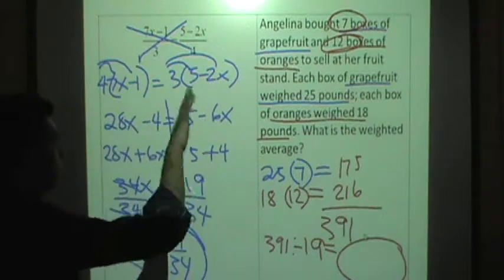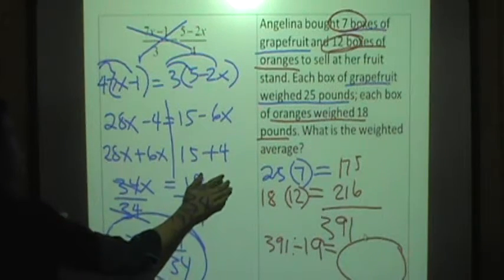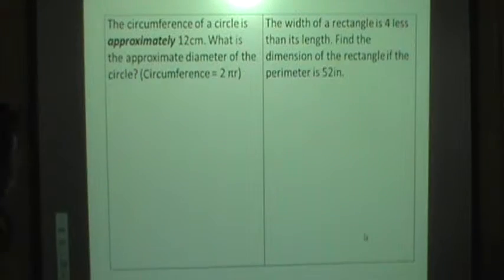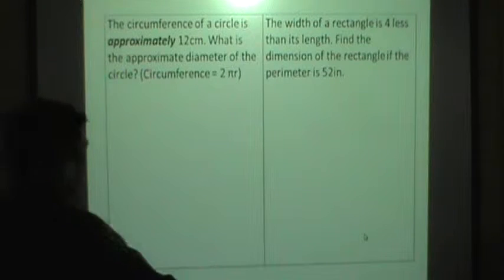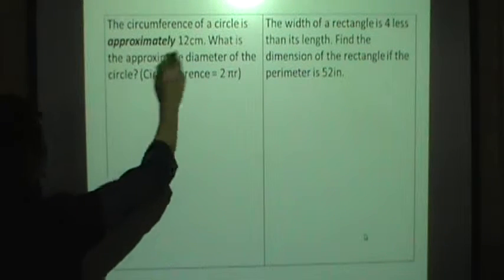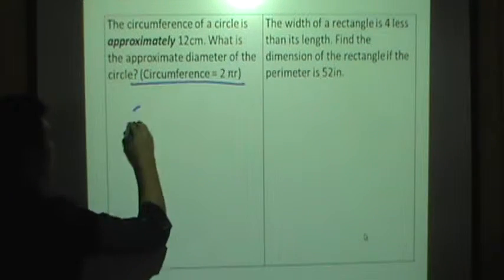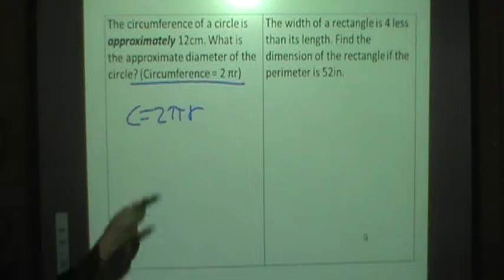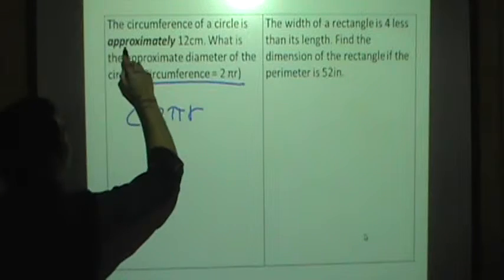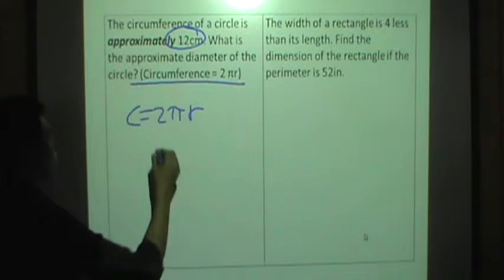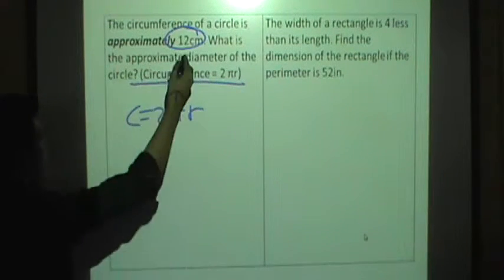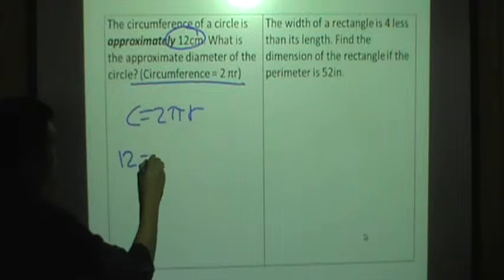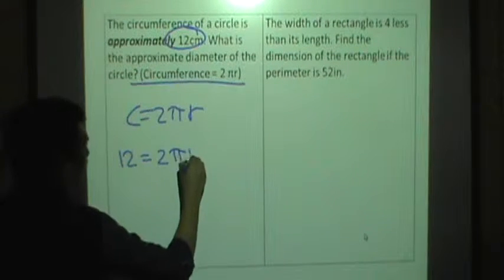Again, rewind. If you need help, just rewind it and master that question. Now here, again, read the problem. According to the problem, we have the equation C equals 2 pi r. But the problem is giving us the circumference of the circle, which is approximately 12. So that means I have to plug in that 12 to C equals 2 pi r.